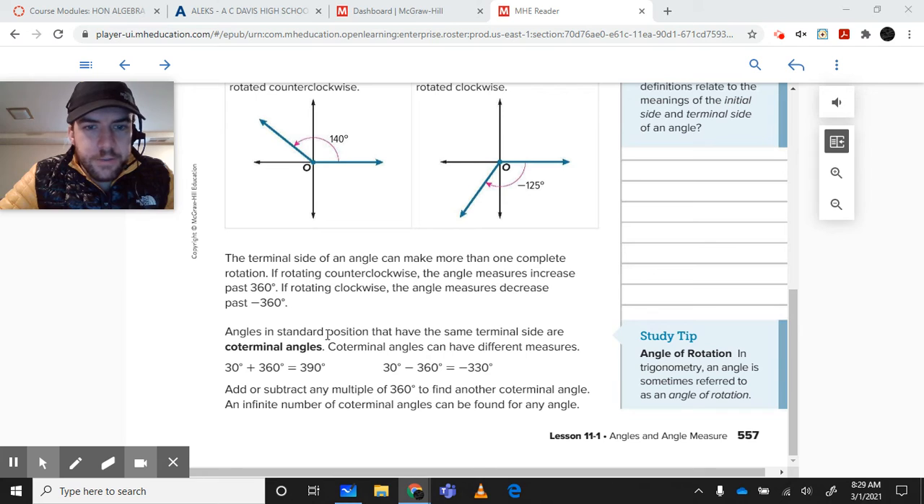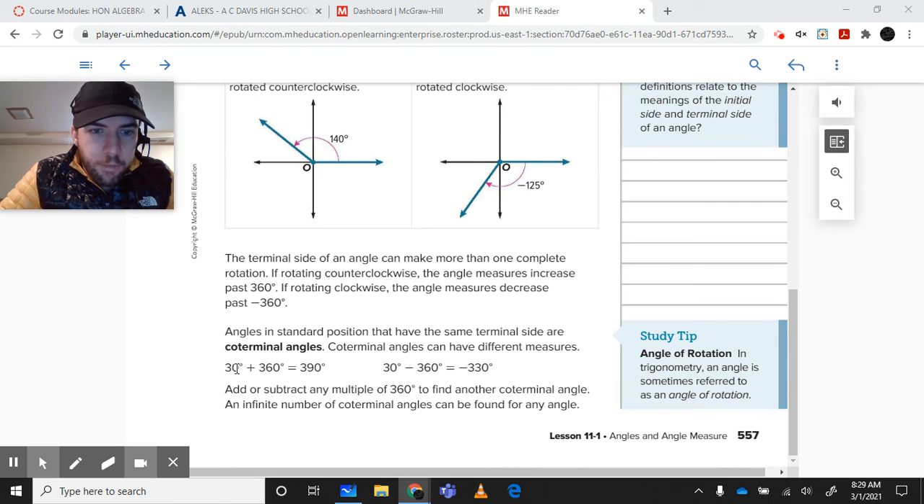Now, angles in standard position that have the same terminal side are called coterminal angles. For example, we've got 140 degrees labeled right here. Well, if we went all the way around another 360, continuing in a full circle and adding 360, we would be up to 500 degrees. So a 500 degree angle and a 140 degree angle would be pointing in the exact same position because they just differ by a full rotation. We would call those two coterminal angles.